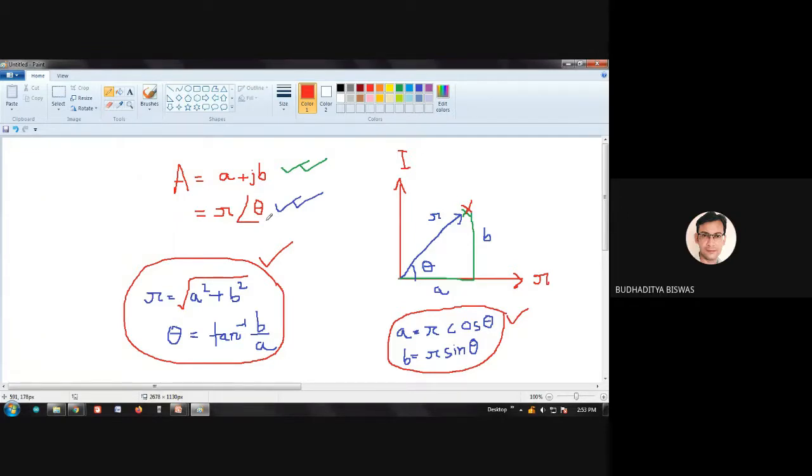Okay. So I hope that everybody has a clear idea of how to represent a complex number. There are 2 forms. One is polar form, one is the Cartesian form.